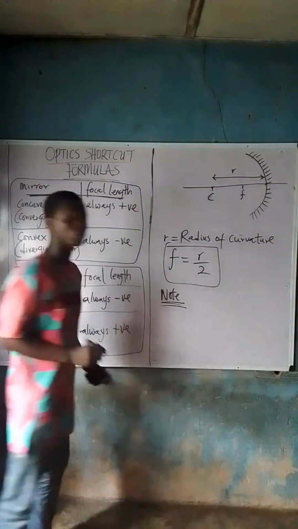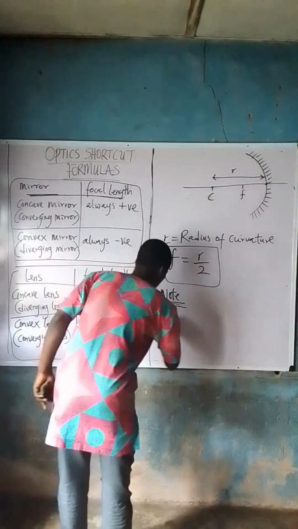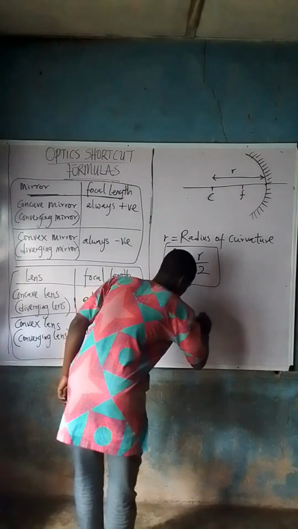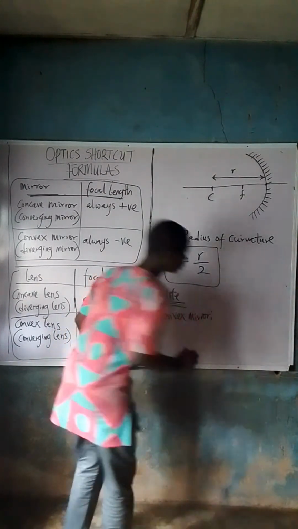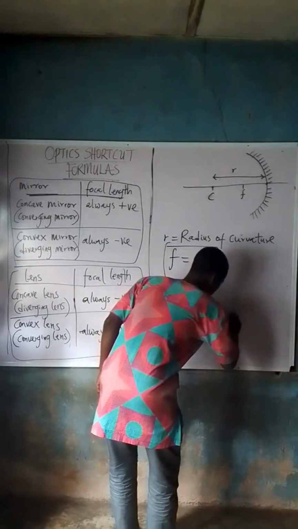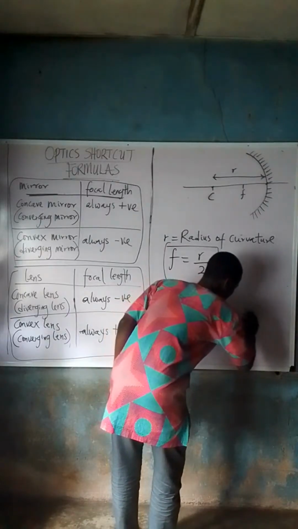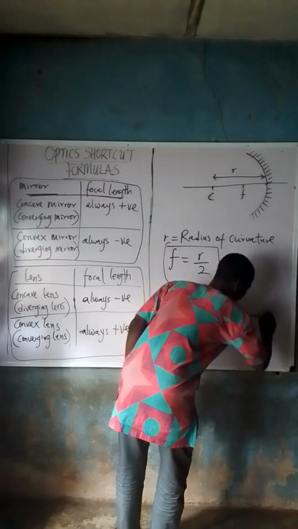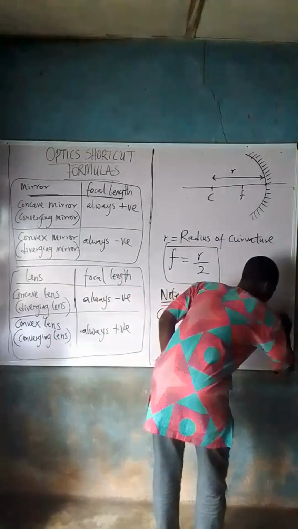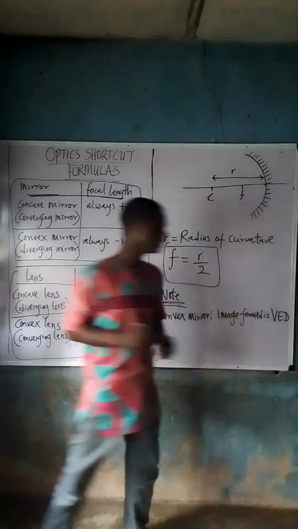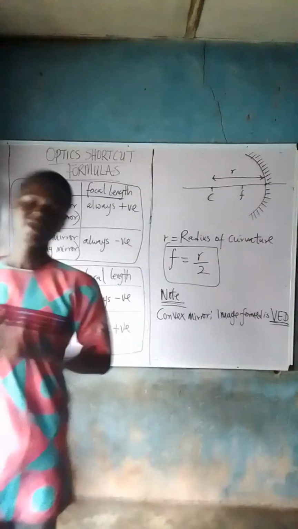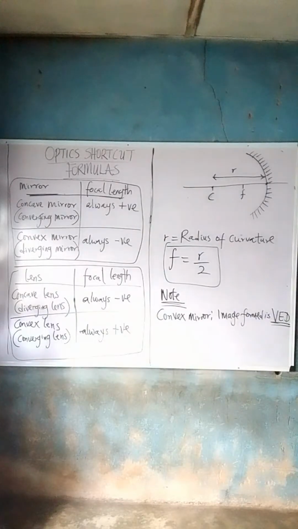Okay? I'm concluding now. For a convex mirror, take note that the image formed is VED. I will explain, each of them stands for something. I hope we are still following.